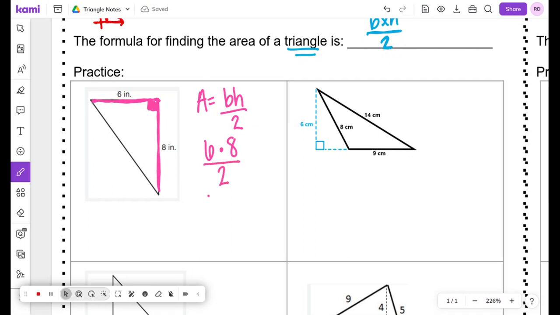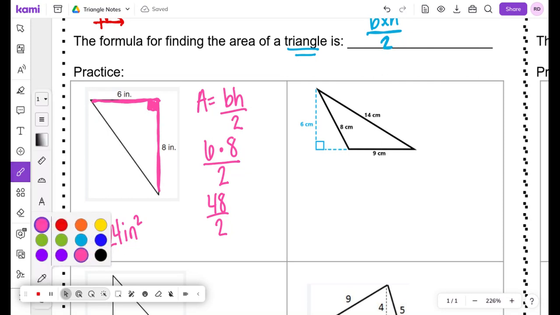So 6 times 8 is 48. 48 divided by 2 means our area is 24 inches squared. With any area, you have to remember to put that exponent of 2 because we're talking about the space inside the shape.